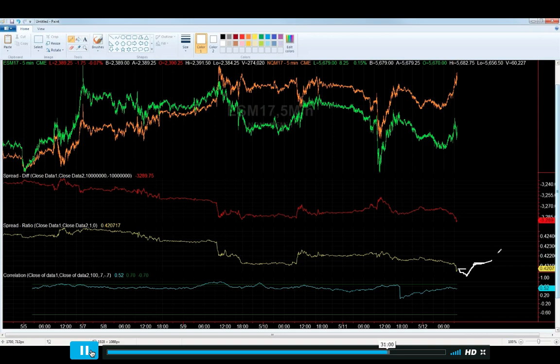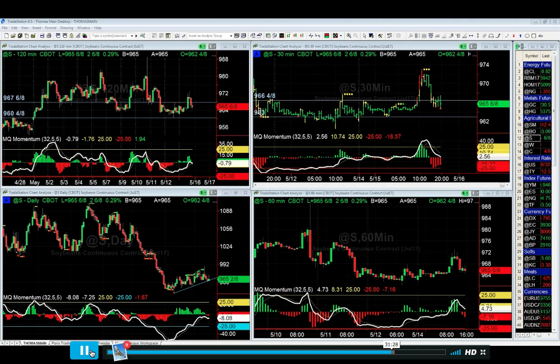Ended up taking a loss of $100 per pair on it because, to be honest with you, I think I got scared out of it. Didn't follow my rules. So if that tells you anything, follow your rules. I want you to learn from my mistakes. That's why I'm trying to show you these. And the current spread I'm in right now is soy versus soybean meal. And I'll show you what that looks like here.